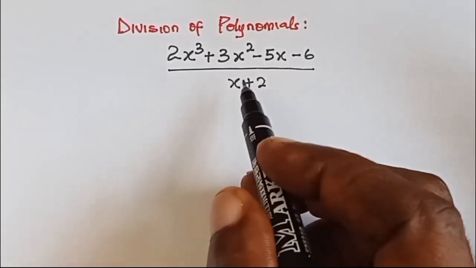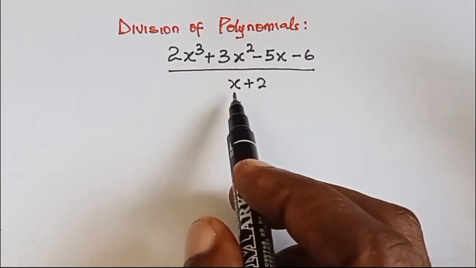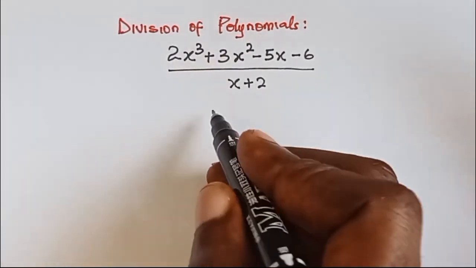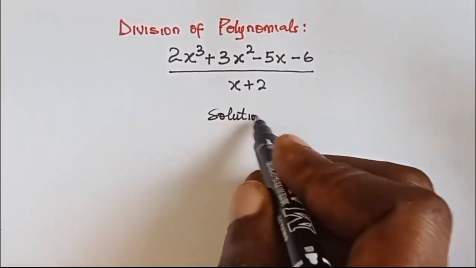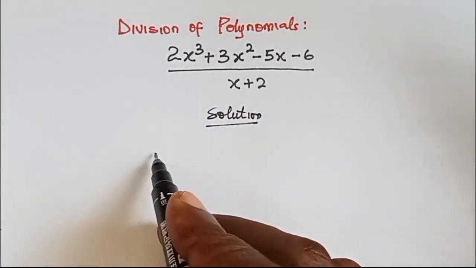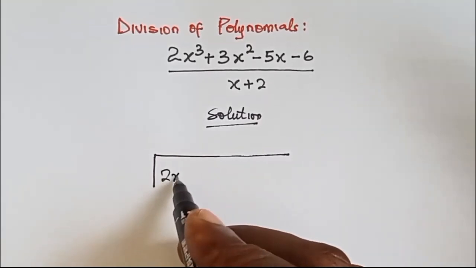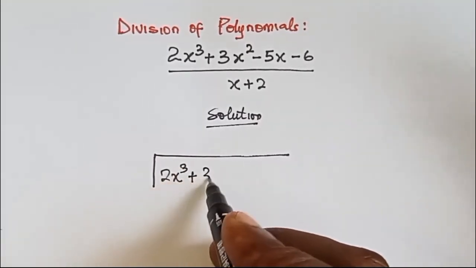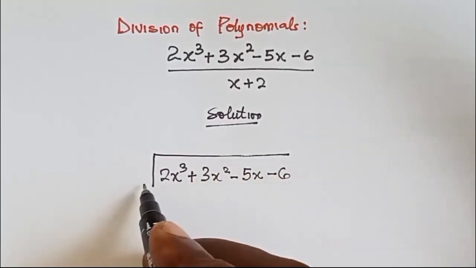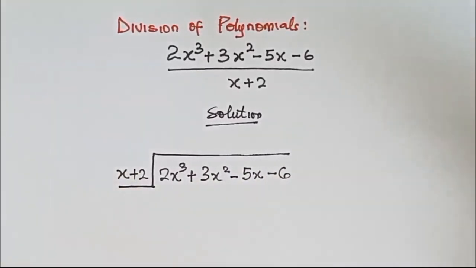In this video, I want to show us how to divide this by x plus 2 using long division. Okay, this is division of polynomials. Solution. Now we're going to use the long division method to divide 2x raised to power 3 plus 3x raised to power 2 minus 5x minus 6 by x plus 2. Okay, we are using long division.